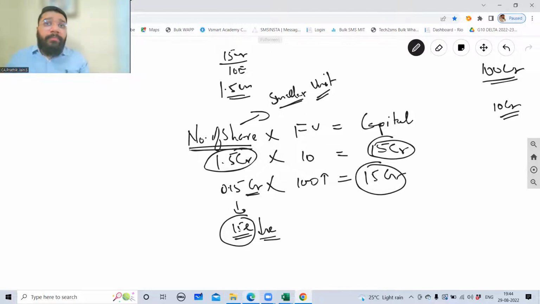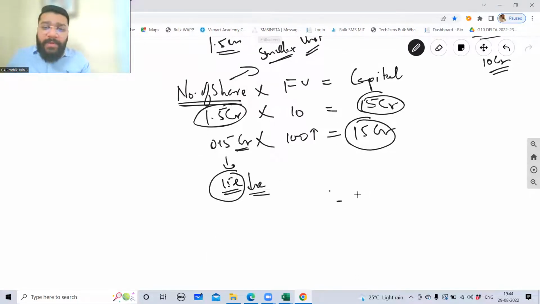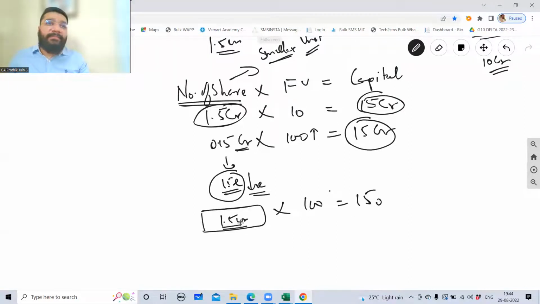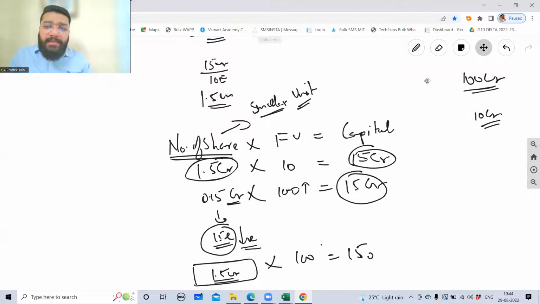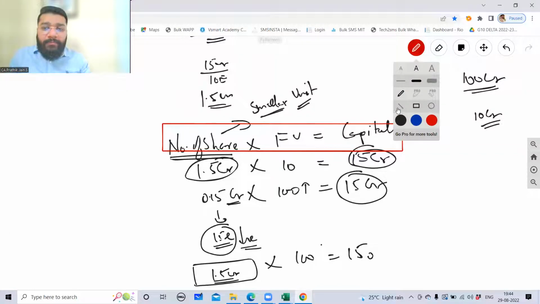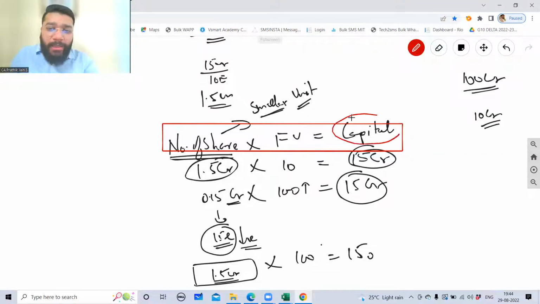So if he's investing 150 crores, and the face value is 100, how much quantity of shares? 150 divided by 100, he buys 1.5 crore shares. This is the formula, guys. Very simple. Number of shares multiplied by the face value gives you the capital. See, simple. Look at this formula now. This is the total capital.